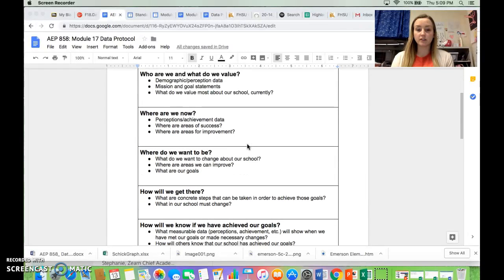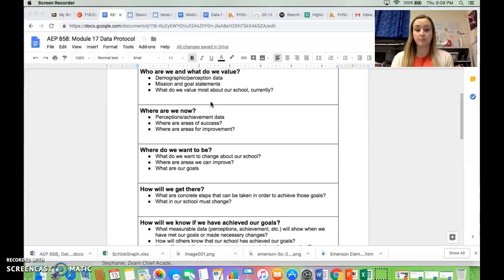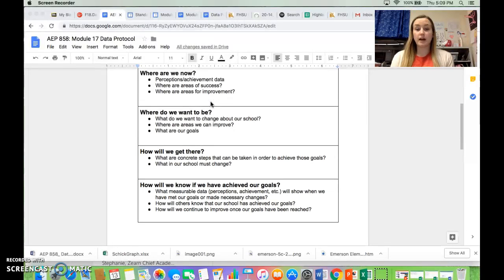So my protocol looks like this, and the first is who are we and what do we value? This talks about what the school is like demographically, how it's perceived, if there are any mission and goal statements that are relevant, and what we value most about our school right now. And then we want to look at where are we now. With our given pieces of data that we are looking at, maybe perception, maybe achievement, whatever, what are we doing right now? What percentage of our students are being successful at something? What percentage of our parents are satisfied with a certain element? Something like that. And then we want to look at areas of success and areas for needed improvement.